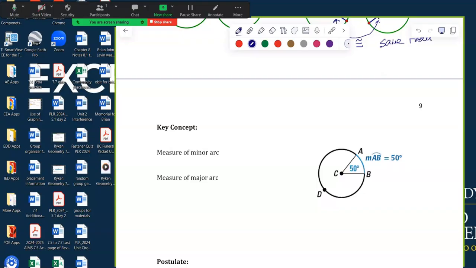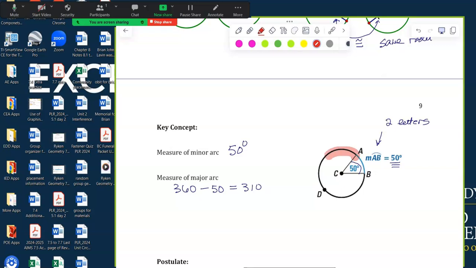So the minor arc is going to be 50 degrees because the central angle is 50 degrees. The minor arc is 50 degrees. Notice that a minor arc gets named using 2 letters. Okay, the measure of the major arc. Take your 360, subtract away the minor arc, and you get 310. So where is that major arc? It's here. All right.